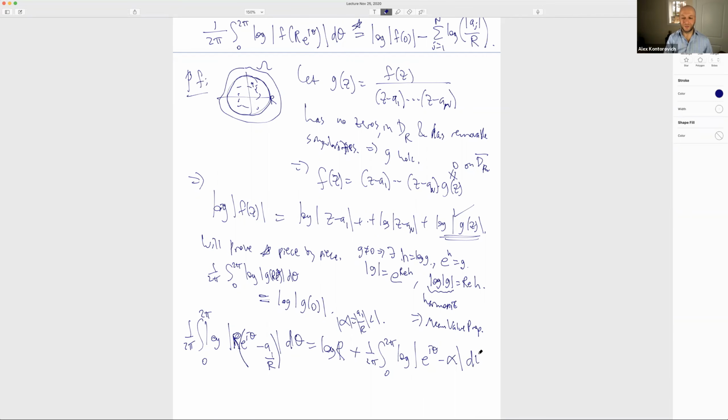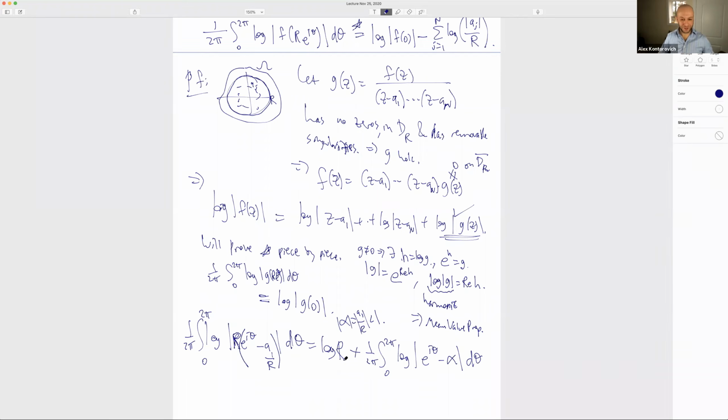D theta. Birchin, I lost you. Is there 1 over 2 pi in front of log r? This is a constant, and I integrate from 0 to 2 pi, and then I divide by 1 over 2 pi. Great, thank you. Yeah, so it's an averaging operator, which is why constants come out. Great.